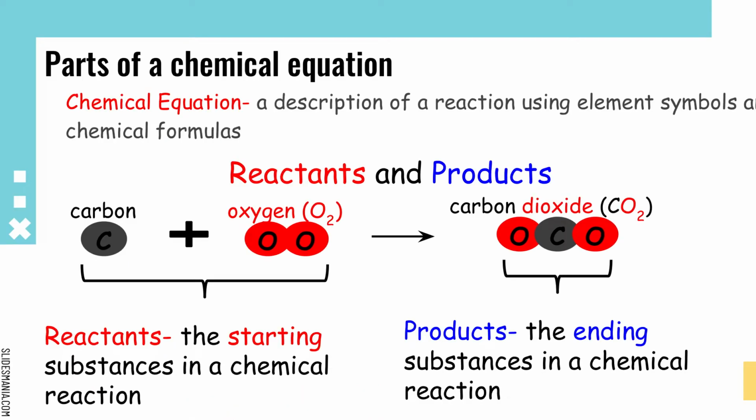So here are parts of a chemical equation. Remember, a chemical equation is a description of a reaction using element symbols and chemical formulas. So we have reactants and products. The reactants are what you start with. It's the starting substances in a chemical reaction. So in this case, we have carbon and oxygen as my reactants. And products are the ending substance in a reaction. In this case, it's carbon dioxide.